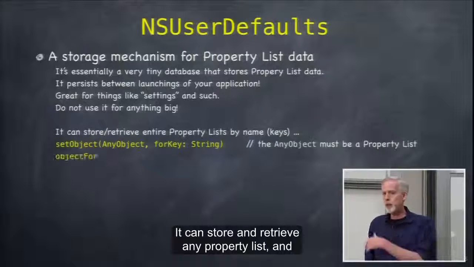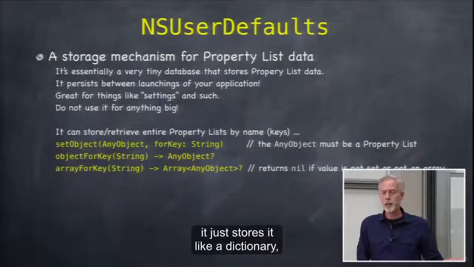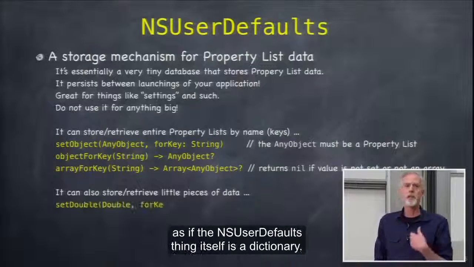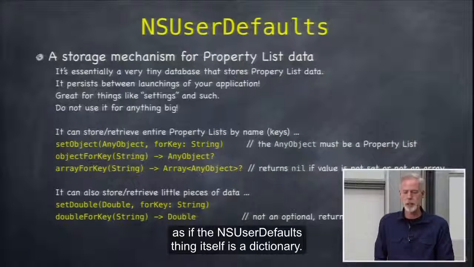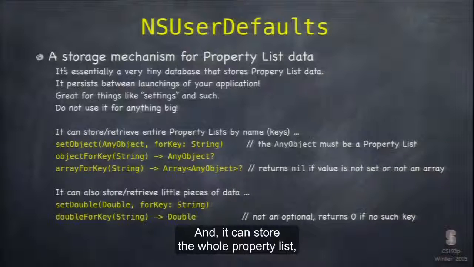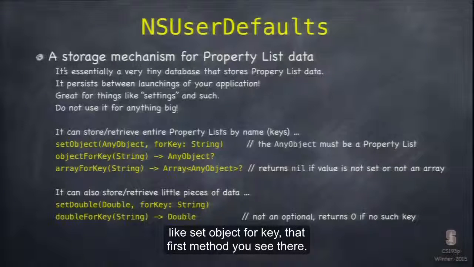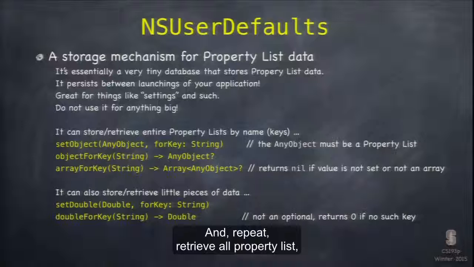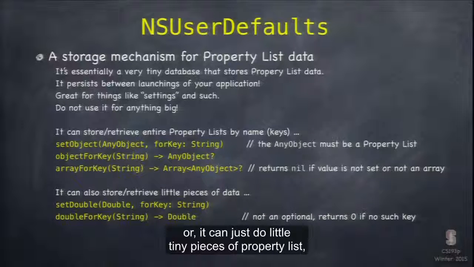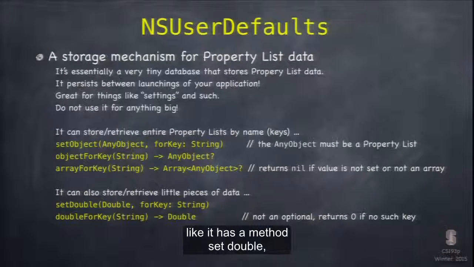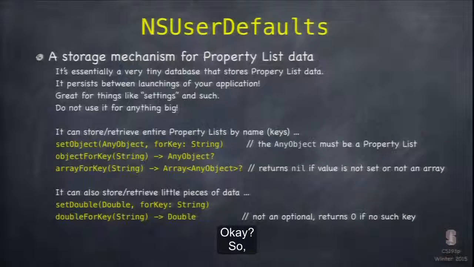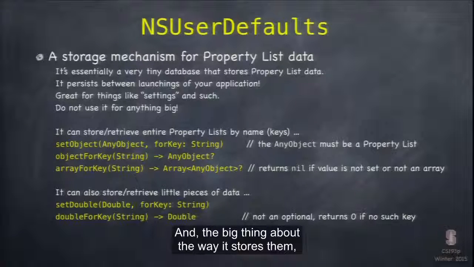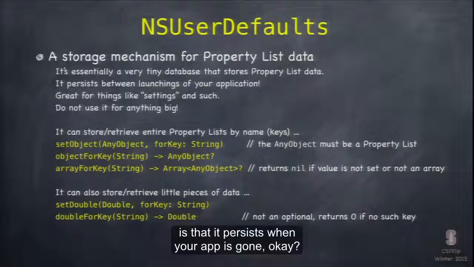It can store and retrieve any property list, and it just stores it like a dictionary, as if the NSUserDefaults thing itself is a dictionary. And it can store the whole property list, like setObject forKey, that first method you see there, and retrieve a whole property list. Or it can just do little tiny pieces of property list, like it has a method setDouble that will just set a double for a certain key. Okay? So it's like a dictionary in that it's key value, but it only stores property lists. And the big thing about the way it stores them is that it persists when your app is gone.